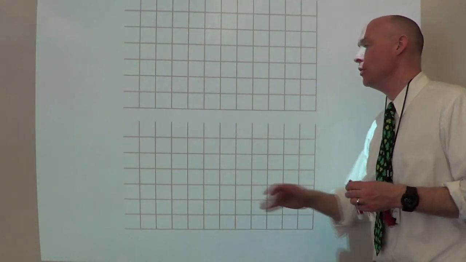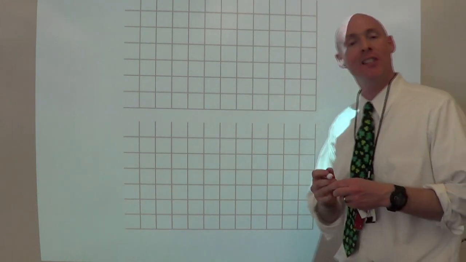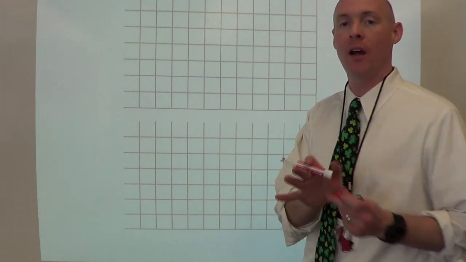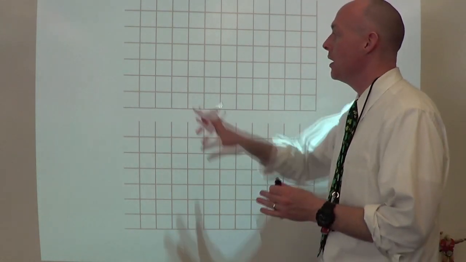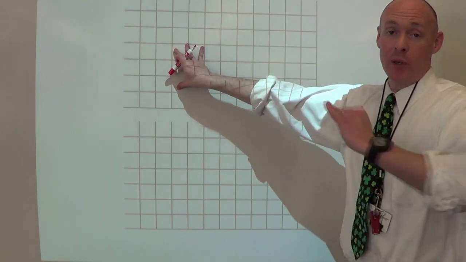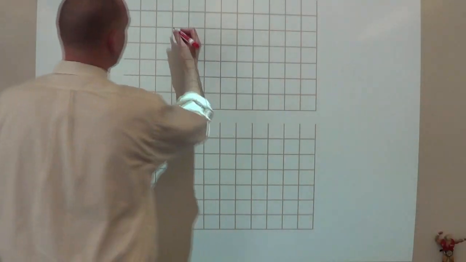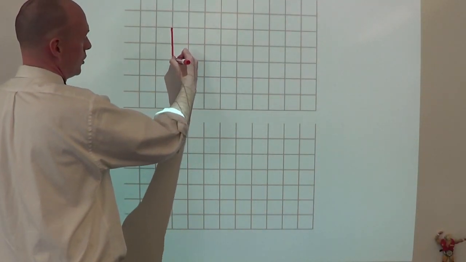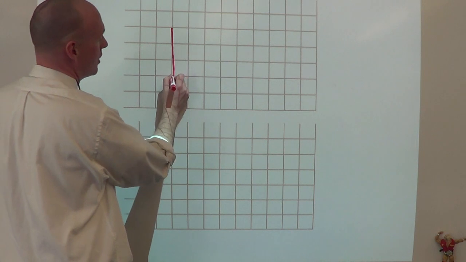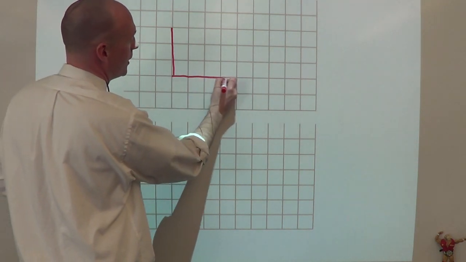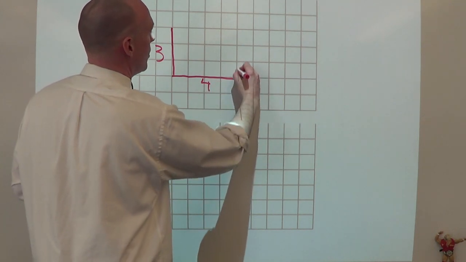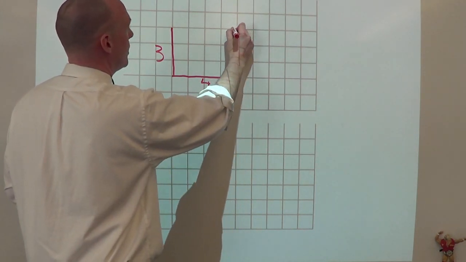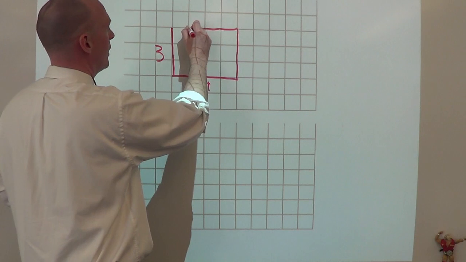Okay, here I just have two boards, and I want to see if we can figure out the area of the triangle on our own, or at least come up with a formula. First, on this top one, I'm going to draw a rectangle. It's going to be 3 units by 4 units.